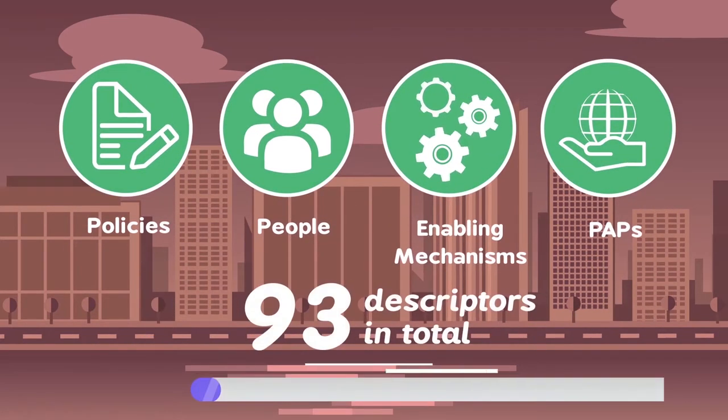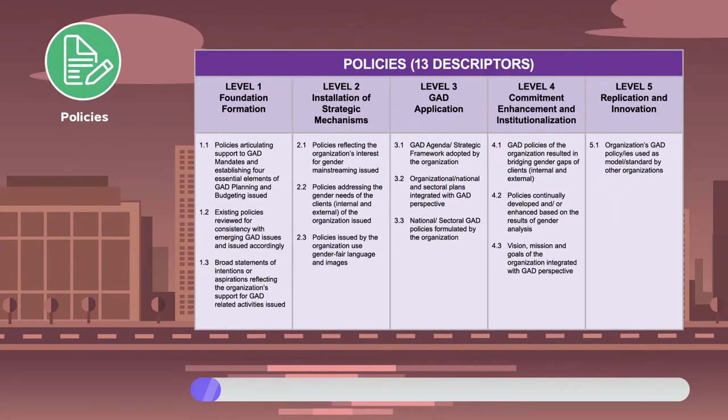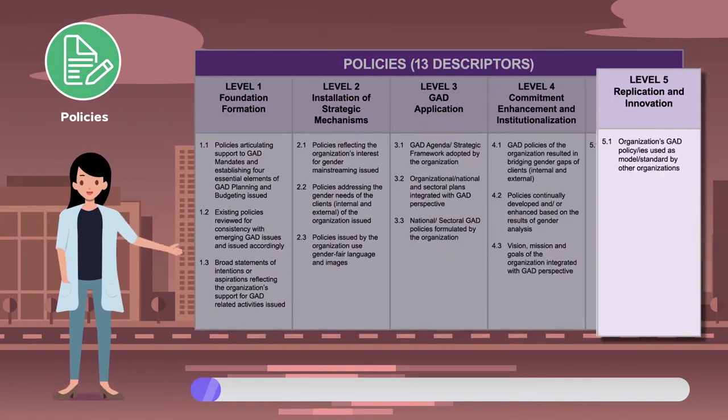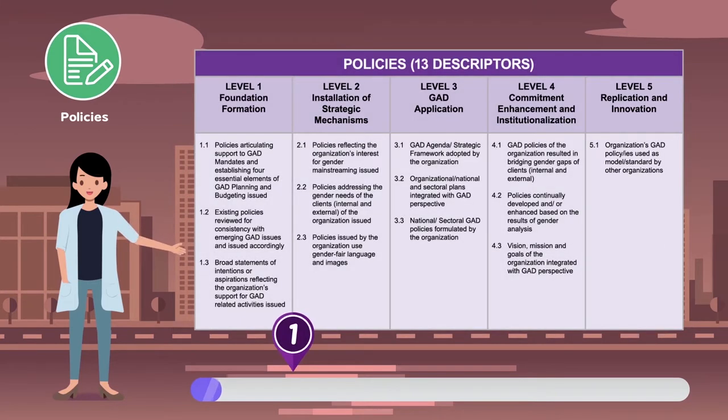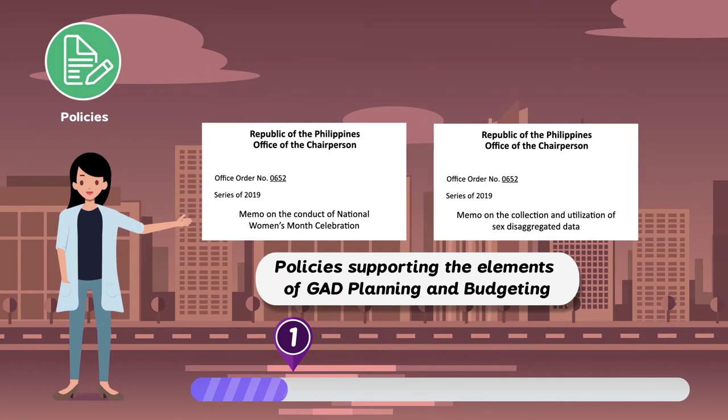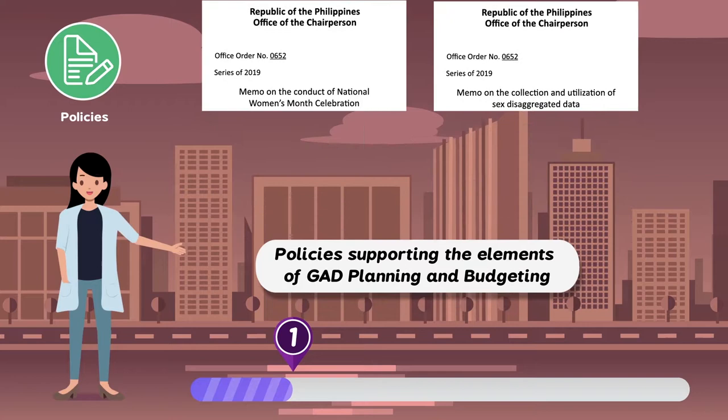The Policy Descriptor Matrix tracks the progress of an organization's efforts in integrating GAD in its plans and policy issuances. At level 1, organizations issue policies supporting the elements of GAD planning and budgeting. Review existing policies to ensure consistency with new GAD issuances, and issue documents to support attendance to GAD-related events.